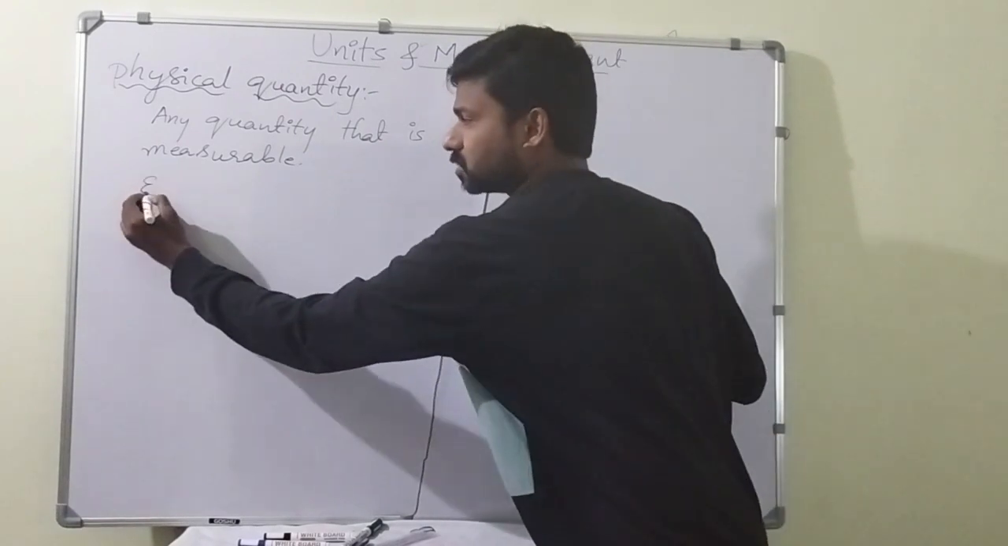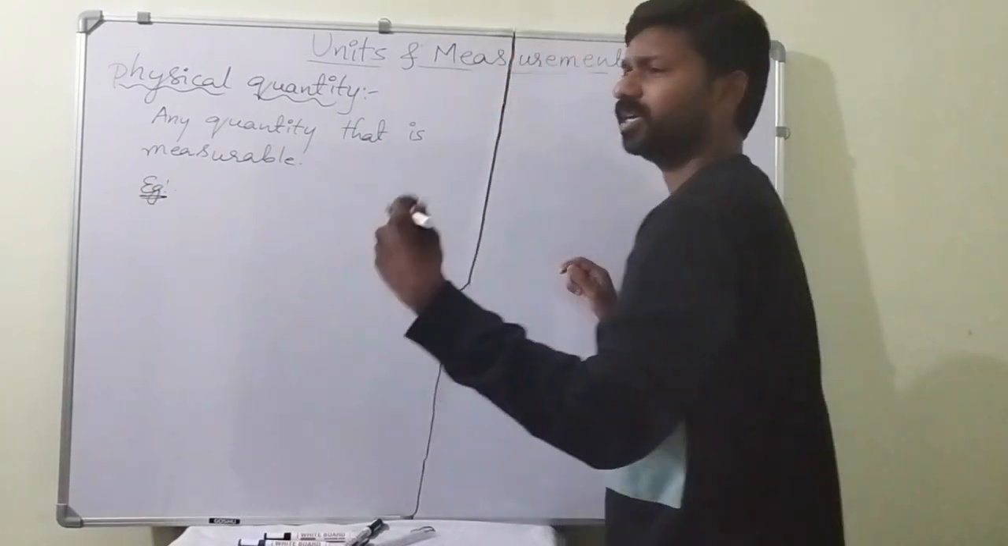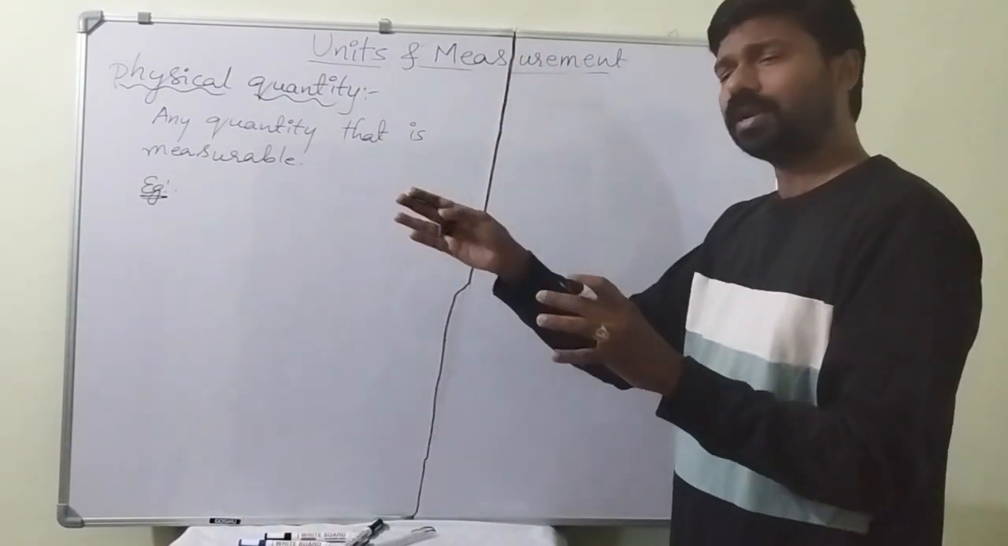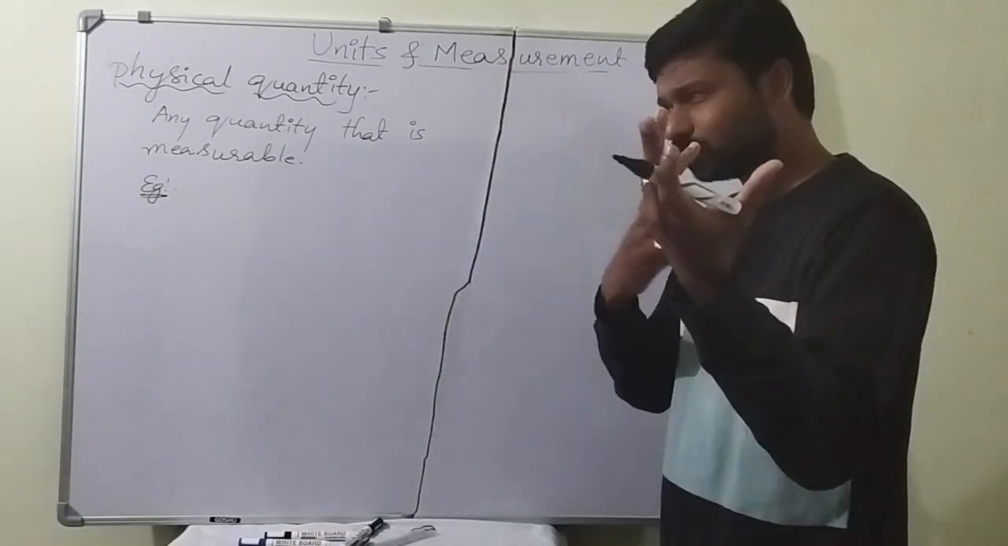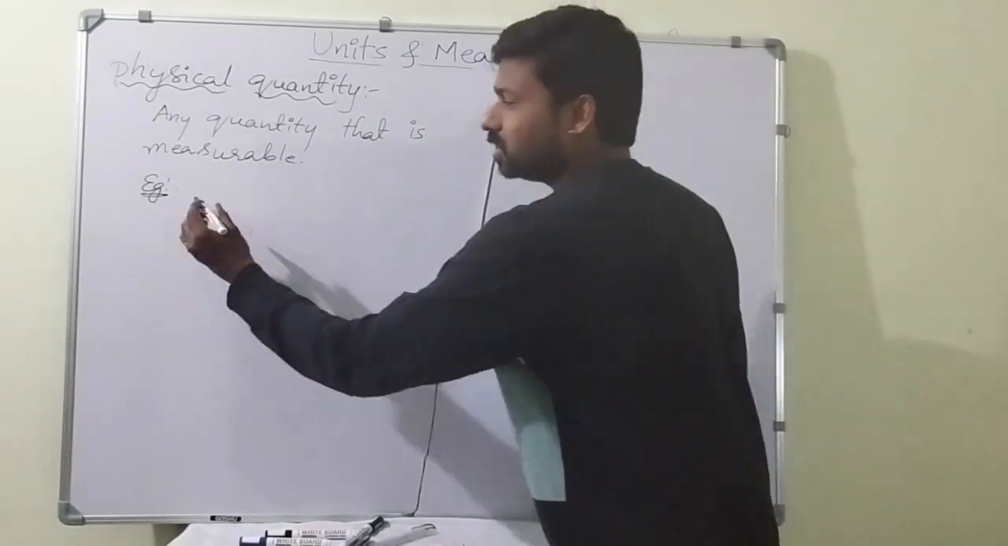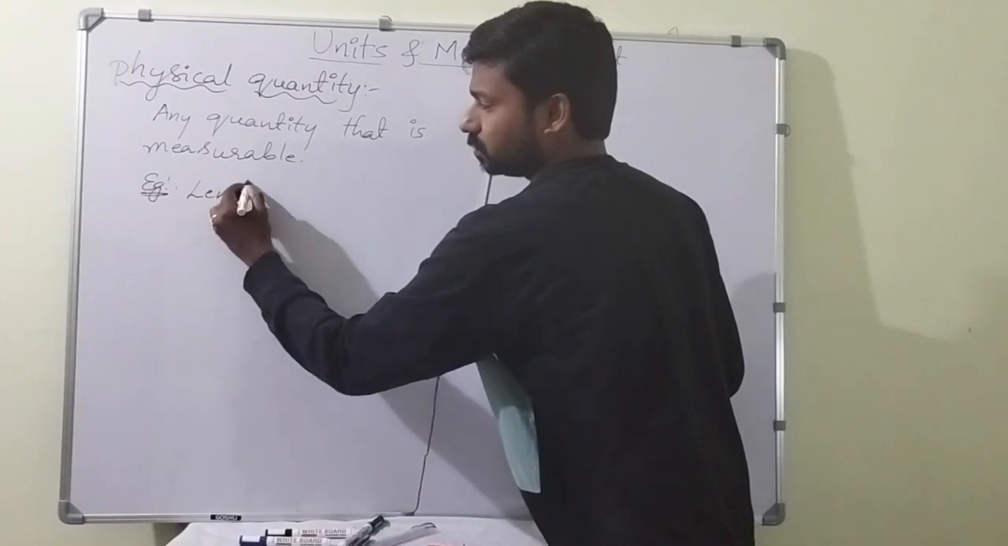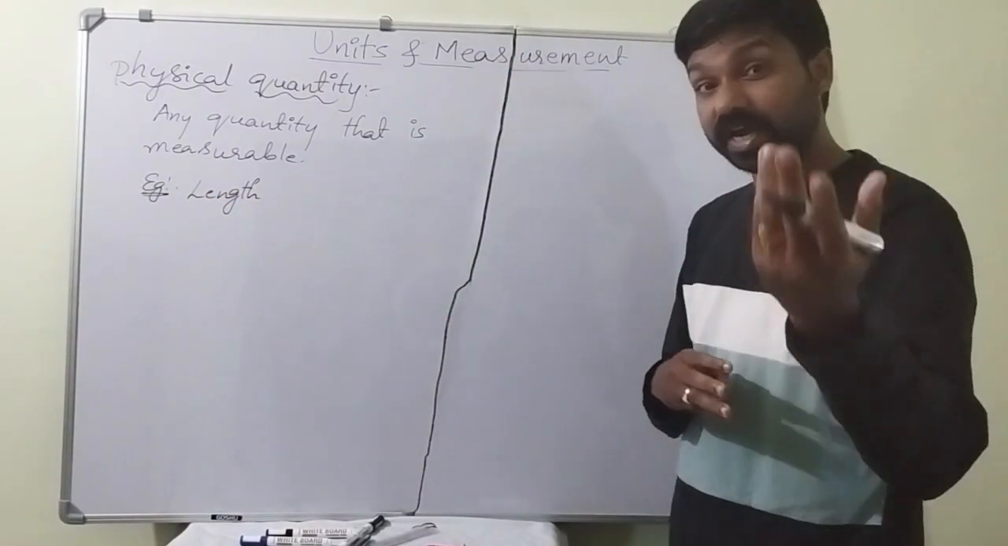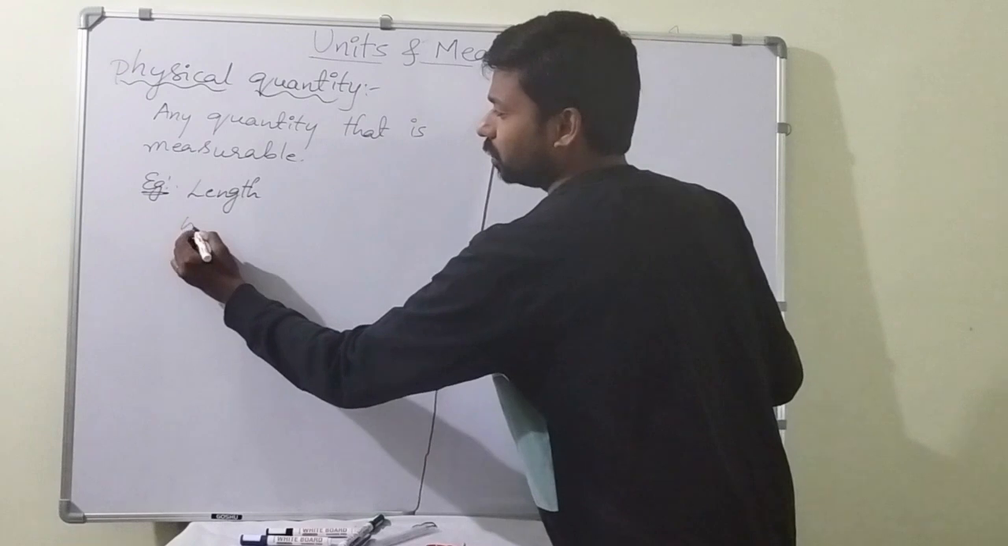What are the examples? There are a few examples that I will tell, which you can easily understand, and those also we will discuss. That is length, the length of a body, or your height, your weight.